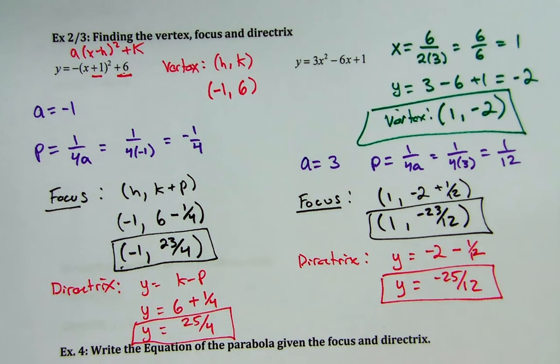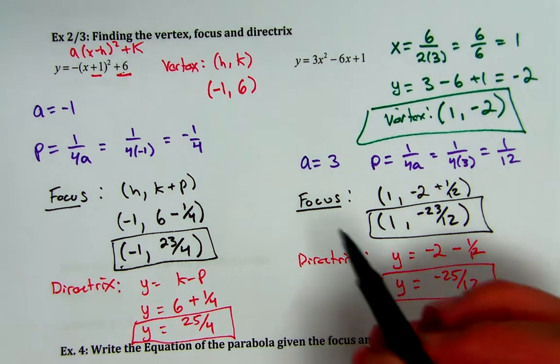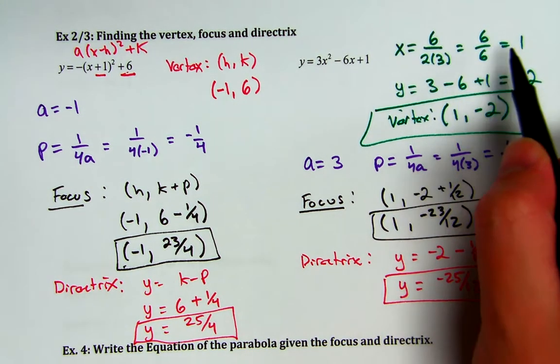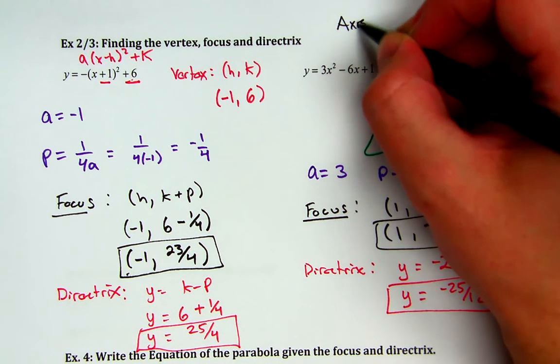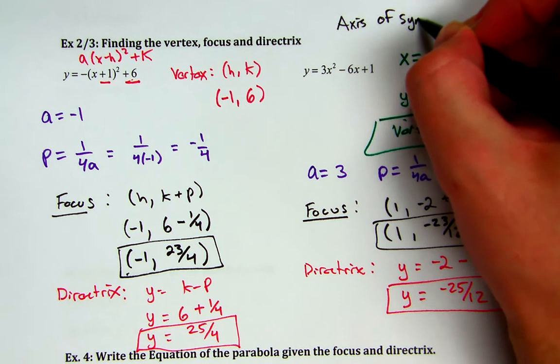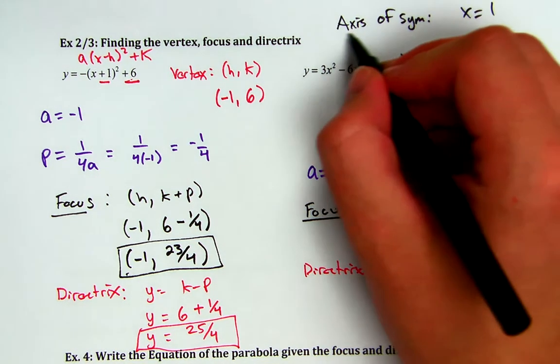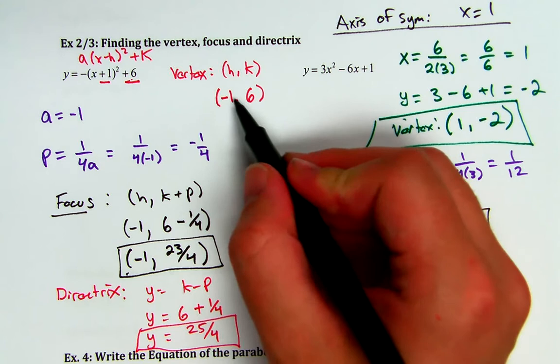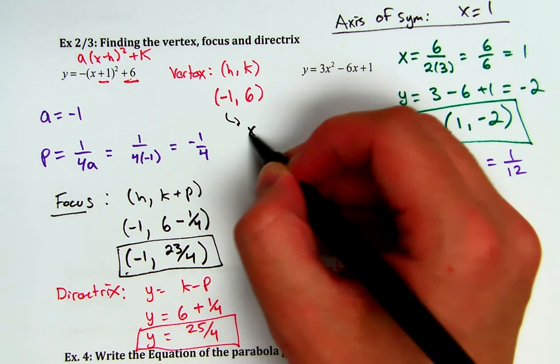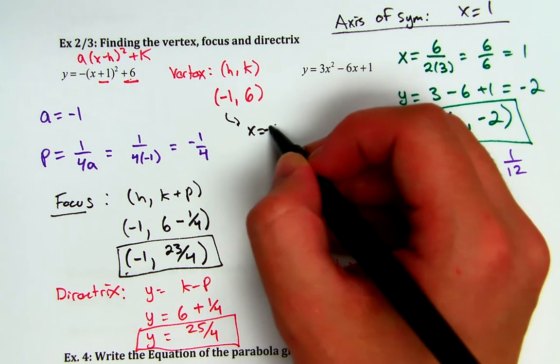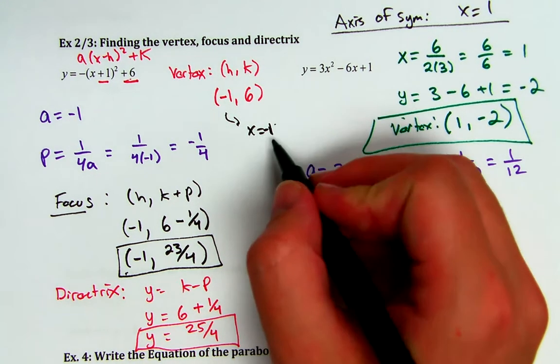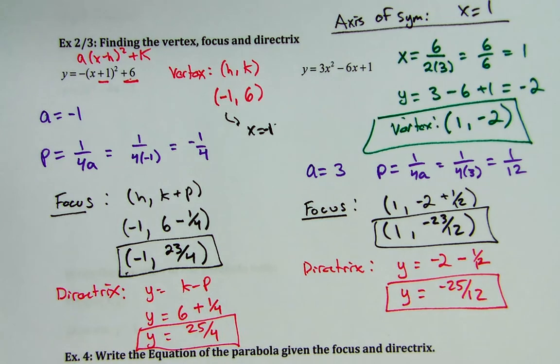And again, one thing that your notes will probably ask you is to find the axis of symmetry. Well, the axis of symmetry is x equals 1. You're just going to take the x value of the vertex, so x equals 1. So that's your axis of symmetry. It's the x value of the vertex.